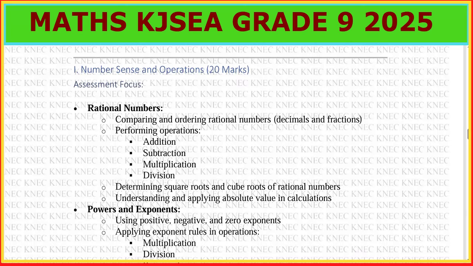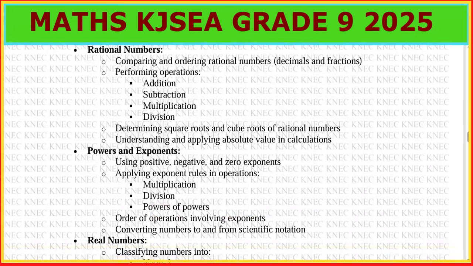Applying exponent rules in operations: in multiplication, when the base is the same, you add the powers. In division, when the base is the same, you subtract the powers. Then you have powers of powers. Powers of powers means you multiply them. For example, 2 to the power 2, squared, is 2 to the power 4.